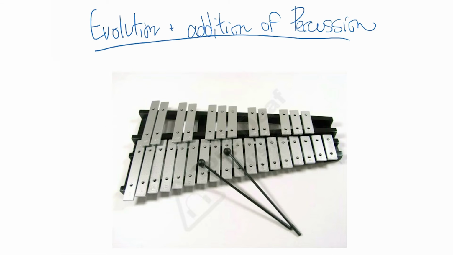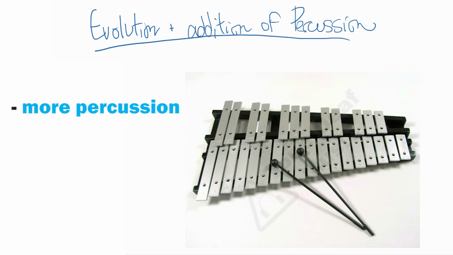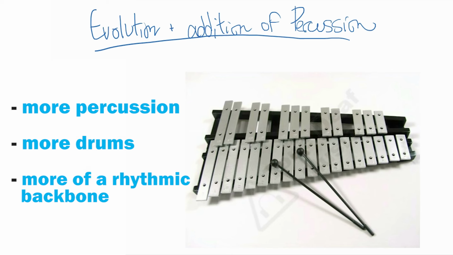Aside from Stravinsky bending rhythms, you can also hear how orchestration was evolving in this period. There was more percussion, like the xylophone was added, more drums, and more of a rhythmic backbone. We're not going to be hearing that in this specific example, but if you start listening to some modernist music, you can really get a sense of how epic and powerful the drums are in this time.